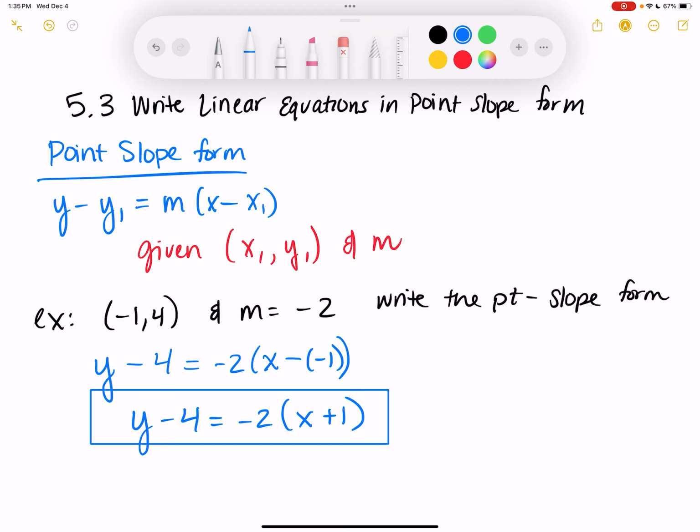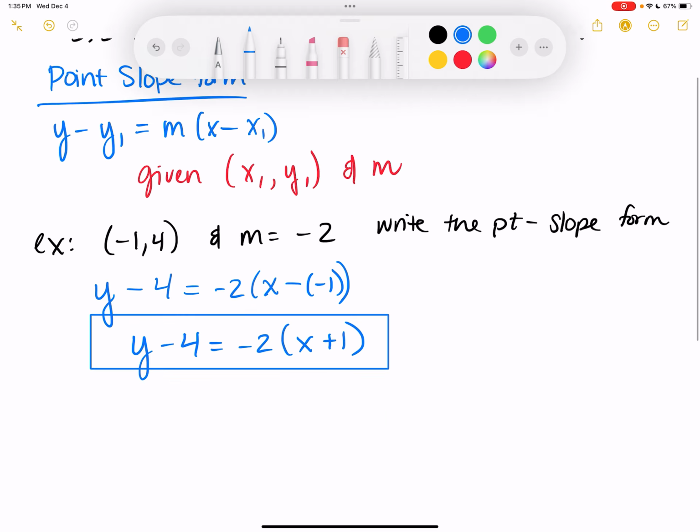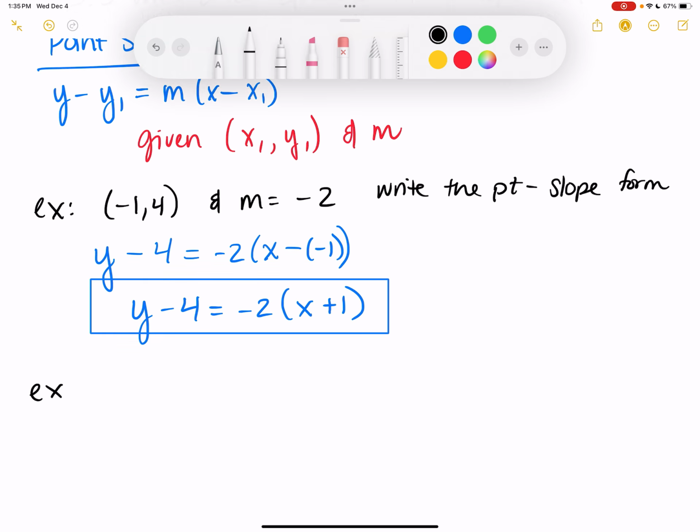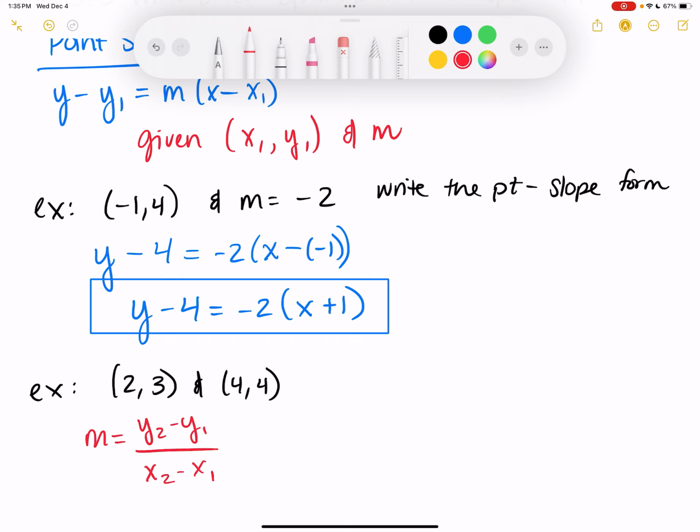Now, if they give us 2 points instead and want us to do this, like the points 2, 3 and 4, 4, then the first thing we need to do is find slope. What's my slope formula? M equals y2 minus y1 over x2 minus x1. So I'm going to find slope first. That gives me 4 minus 3 over 4 minus 2, so I end up with a slope of 1/2.